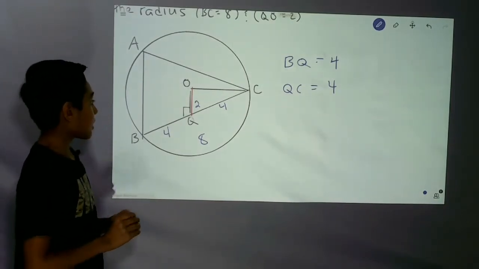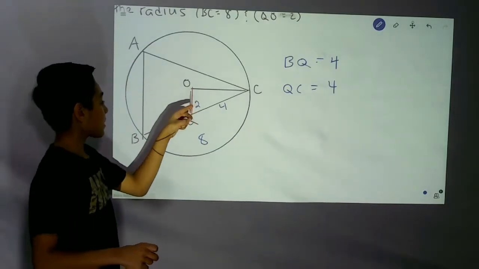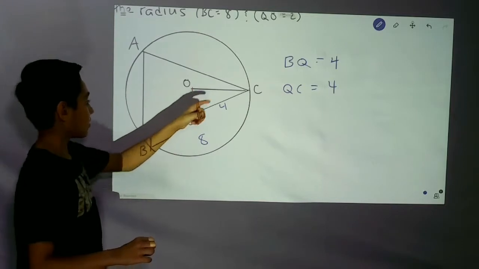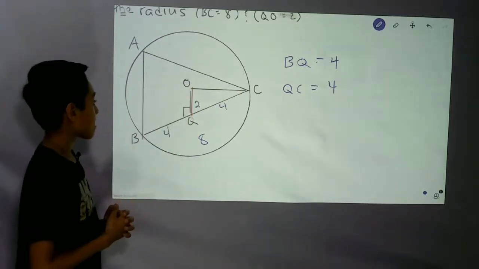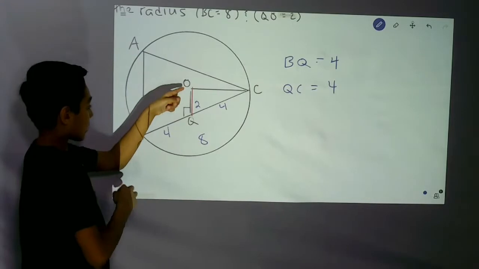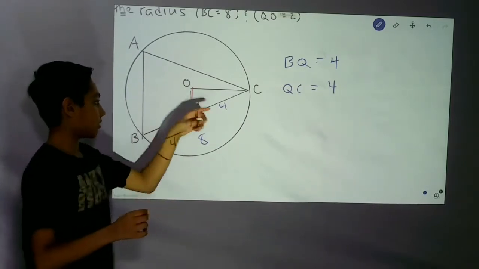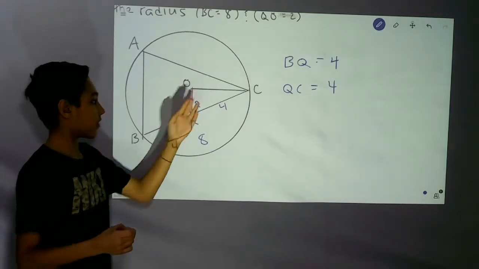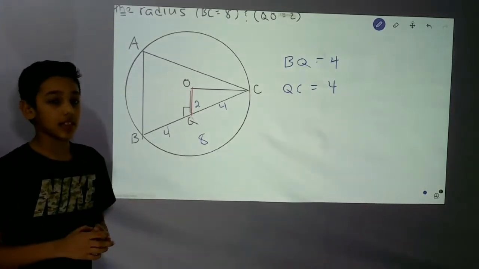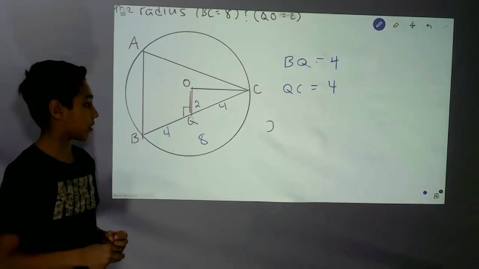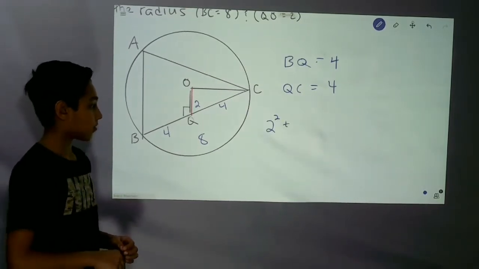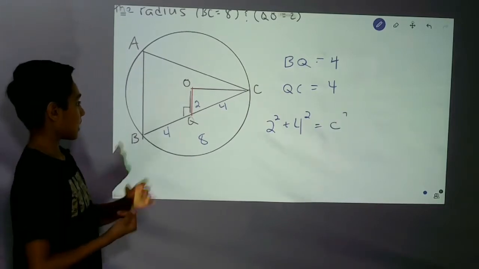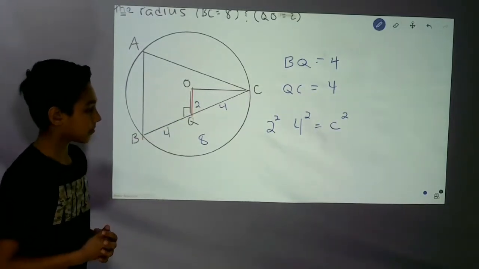Now, we have all the side lengths of this triangle, if you spotted this triangle, COQ. We're given this length here, OQ, which is 2, and QC, which equals 4. OC is the radius, so let's try to find that using the Pythagorean theorem. So we have 2 squared plus 4 squared is equal to C squared, which is the hypotenuse here, OC.